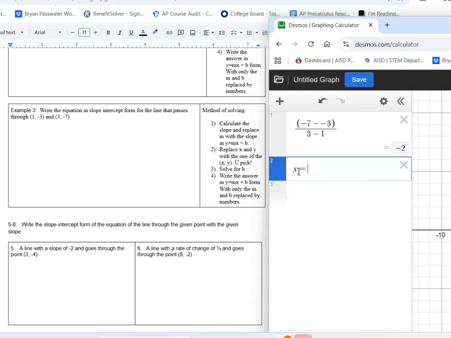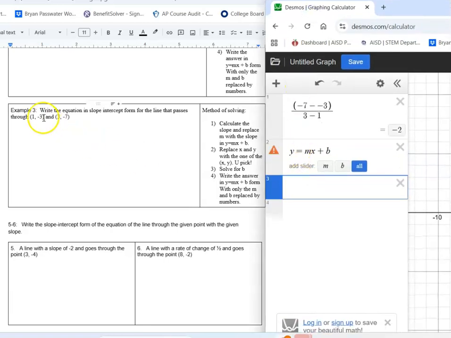Next thing is we again have our beautiful formula of y equals mx plus b, and we are going to plug in one of these coordinates. Now, it doesn't really matter which one you use. It could be 1, negative 3, it could be 3, negative 7, and we'll still get the same answer. So I'm going to use 3, negative 7. You can use 1, negative 3 and see if you get the same thing as me. You should. Y is negative 7.